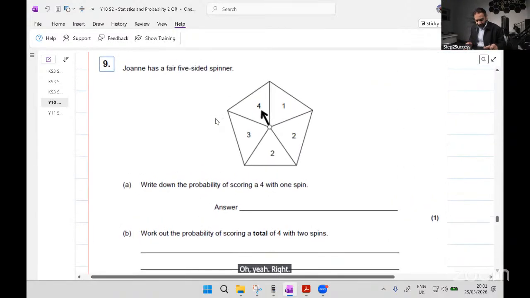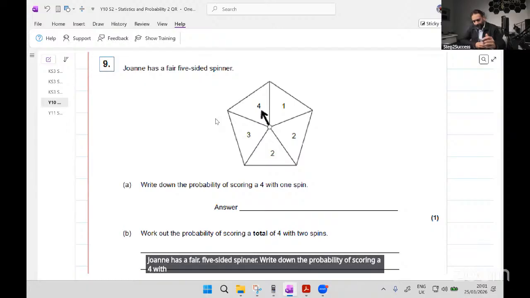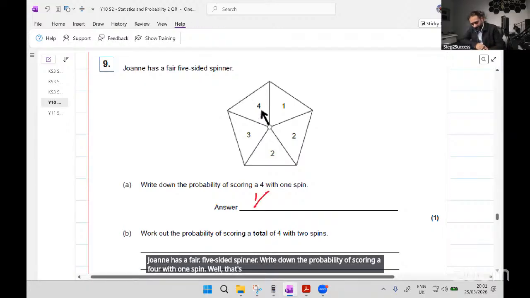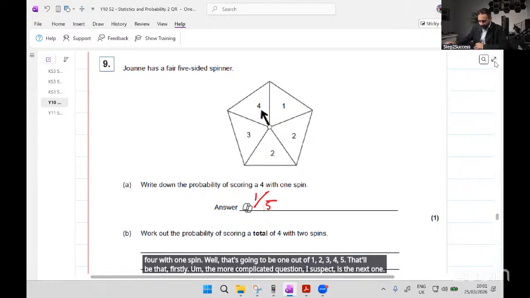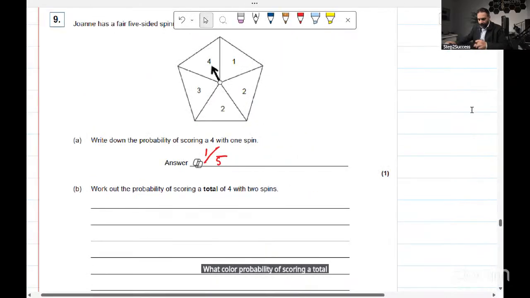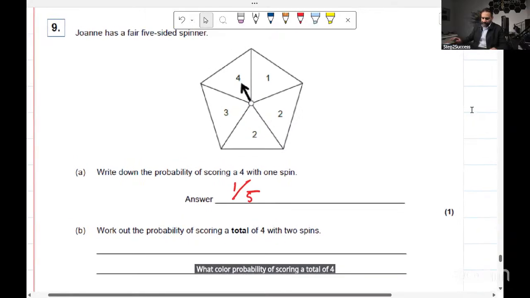Joanne has a fair five-sided spinner. Write down the probability of scoring a 4 with one spin. Well, that's going to be 1 out of 1, 2, 3, 4, 5. That'll be that, firstly. The more complicated question, I suspect, is the next one. Work out the probability of scoring a total of 4 with two spins.